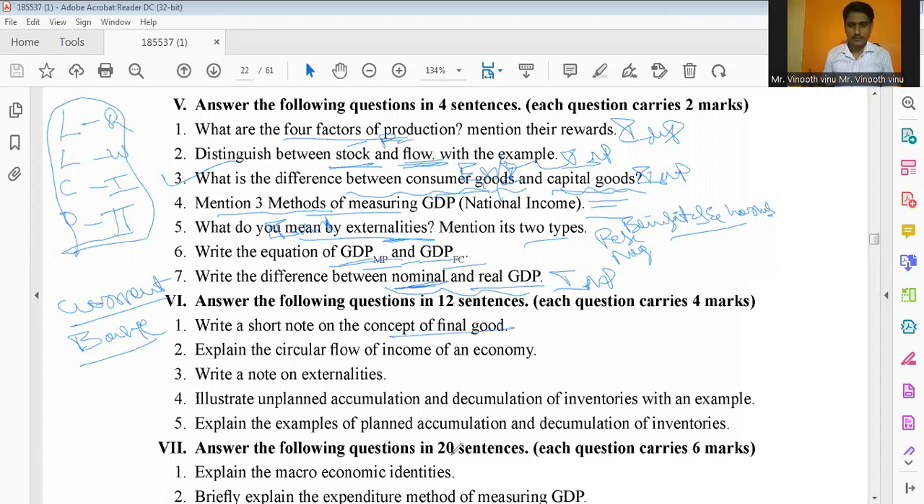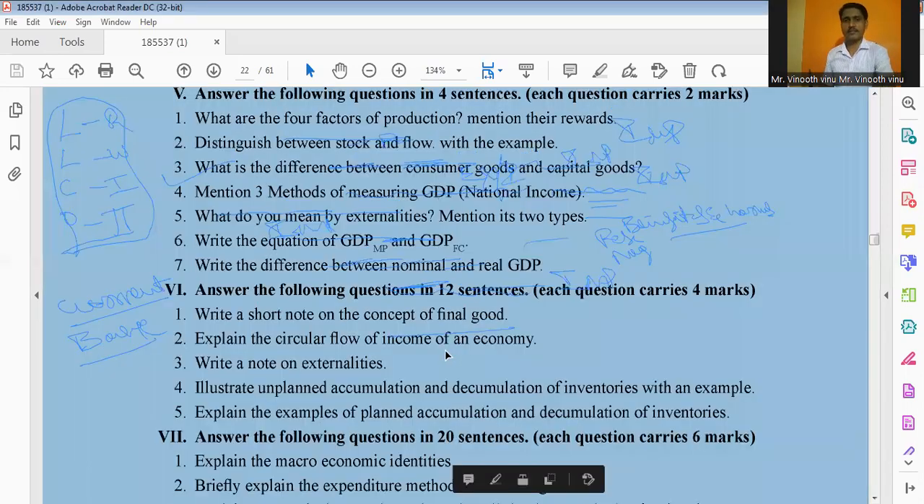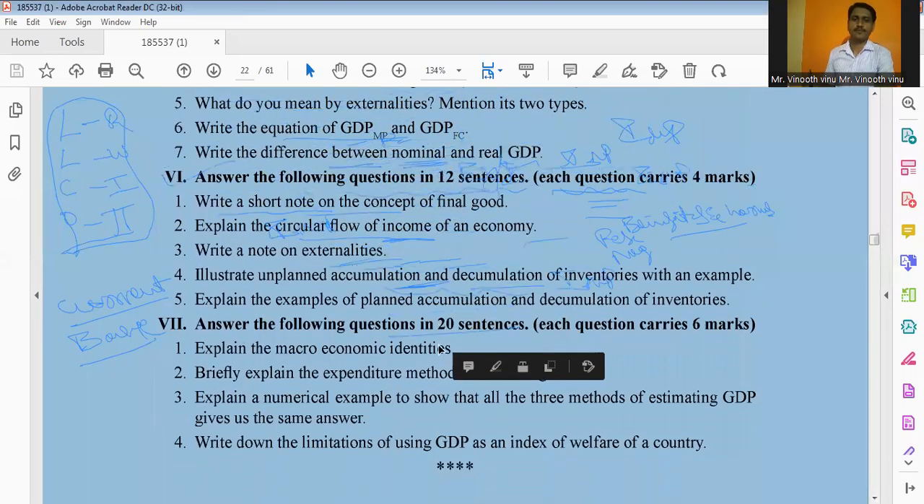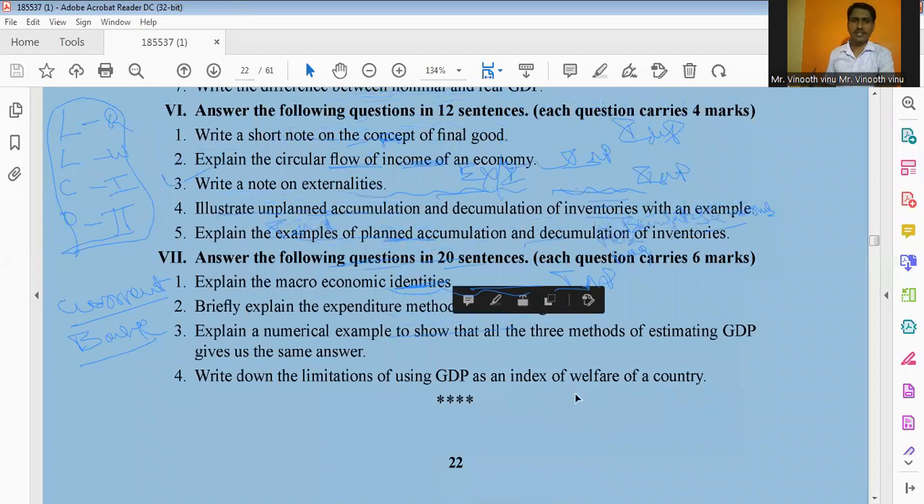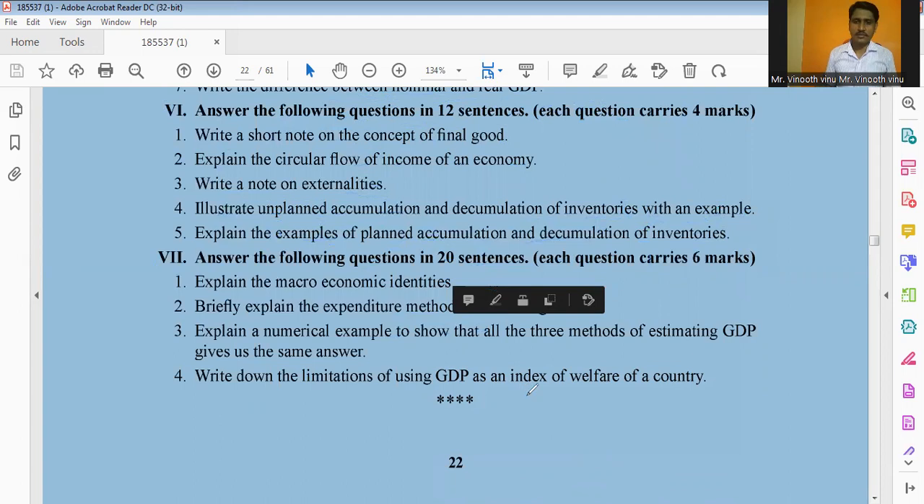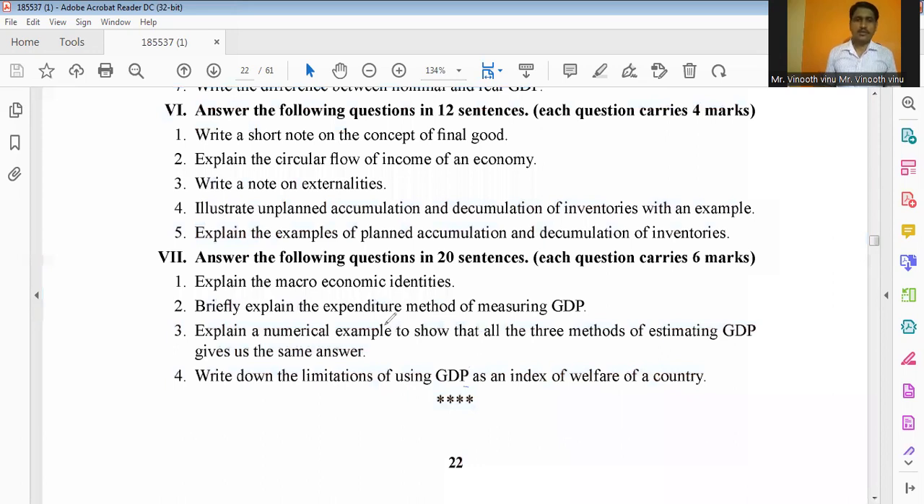Final goods concept. See, final goods are the goods which will not pass through any more stages of production. Once they are produced, they are out of the economic flow.